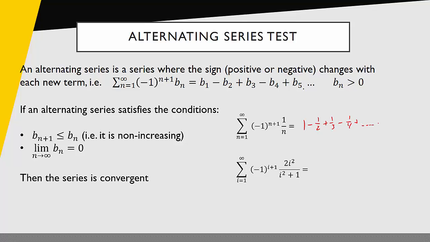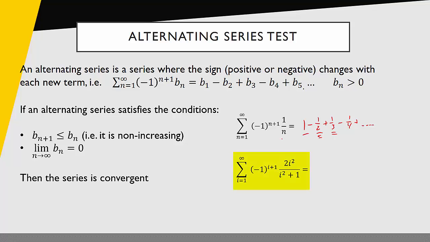So let's check my criteria. I have 1/2, which is less than or equal to 1. 1/3, which is less than or equal to 1/2. So it looks like the terms are actually decreasing in this case. So my first criteria is met. Next, what about the limit? Well, the expression for b sub n is this piece, this 1 over n. And so the limit of 1 over n as n goes to infinity is equal to 0. Both my criteria are met, therefore this series converges.